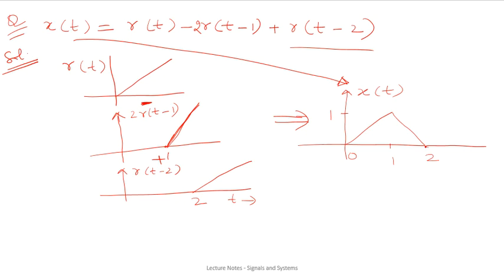And when this point t equals to 2 will come, you are seeing that the third signal has also started at t equals to 2, and it is having the slope equal and opposite to the signal which is already present up till this point. So the slopes will just cancel out, and there will be no further signal present after this instant. So this is how it will be solved.